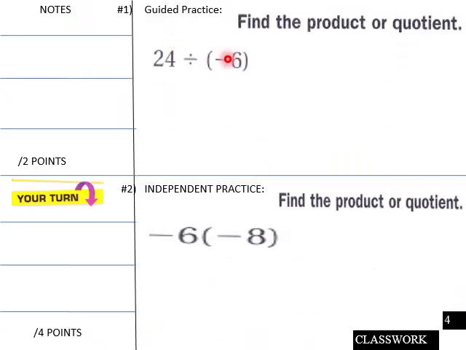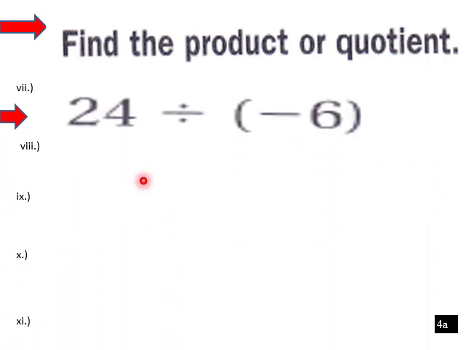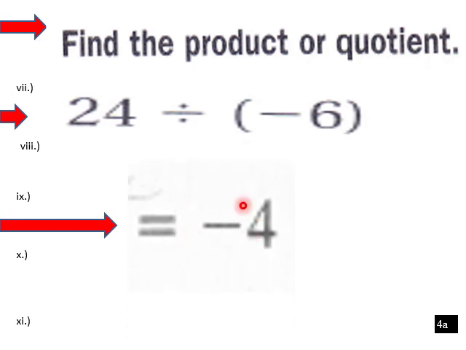Okay, students, our guided practice, and then yours is down here. Pay attention, find the product or quotient here. So we've got two different signs here, so what's our solution going to be? It's going to be negative 4. 24 divided by negative 6 would be negative 4.